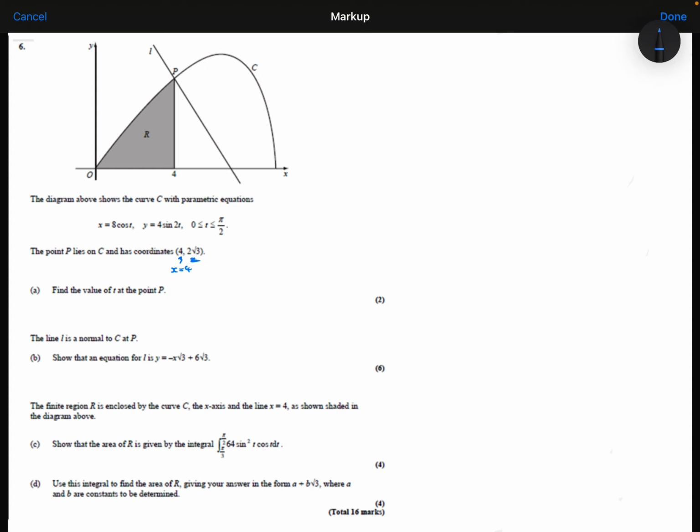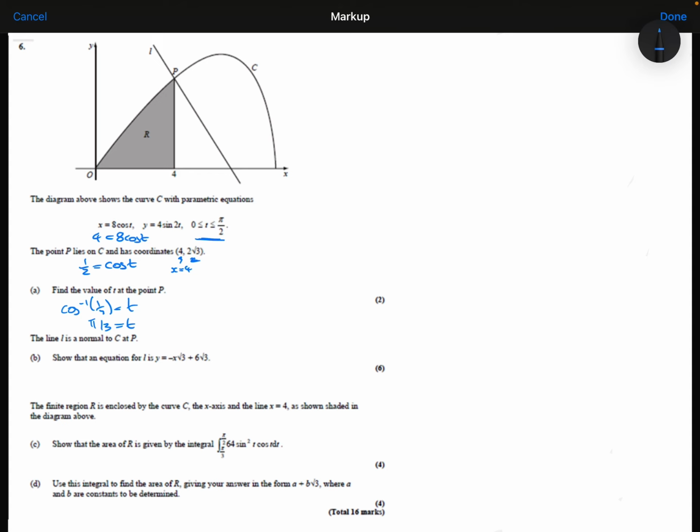So let's take that 4 first of all and substitute it into our x equation. I can divide both sides by 8. I can do cos inverse. So cos inverse of a half. And when I do that, I get pi over 3, which is in the interval required.